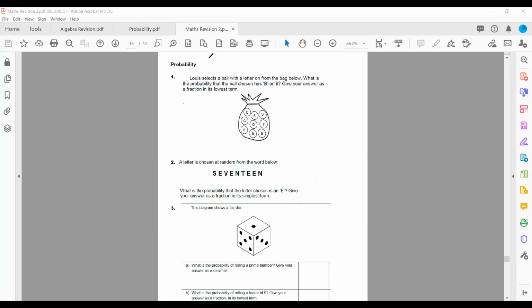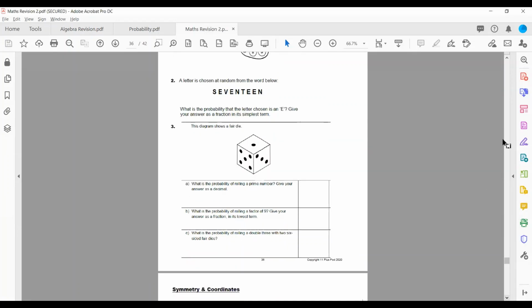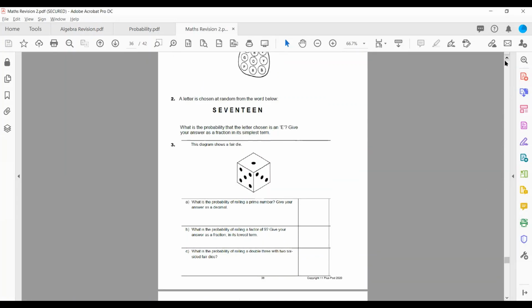So now let's go and have a look at this question here with dice. We have a fair die. Now, when they call it a fair die, what they're saying there is you have an equal chance of rolling any of the 6 numbers. So what is the probability of rolling a prime number? Give your answer as a decimal. So this time we're giving our answer as a decimal.